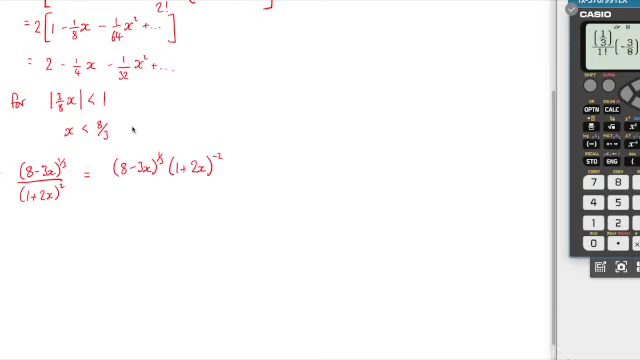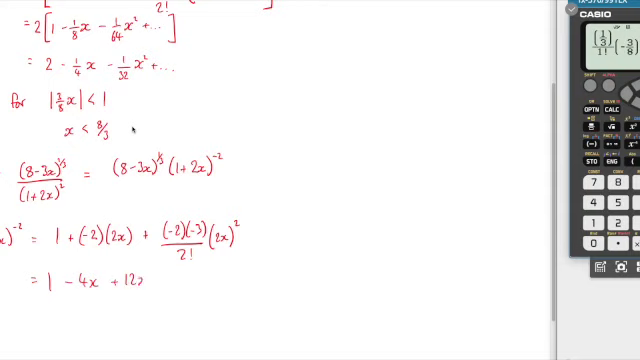So 1 plus 2x to the minus 2 is going to be 1 plus nx, so that is minus 2, 2x, plus minus 2 minus 3 over 2 factorial, 2x all squared, which is 1 minus 4x. The 2 and the 2 factorial are going to cancel out, so I've got positive 3 times 4, so that's going to be plus 12x squared.